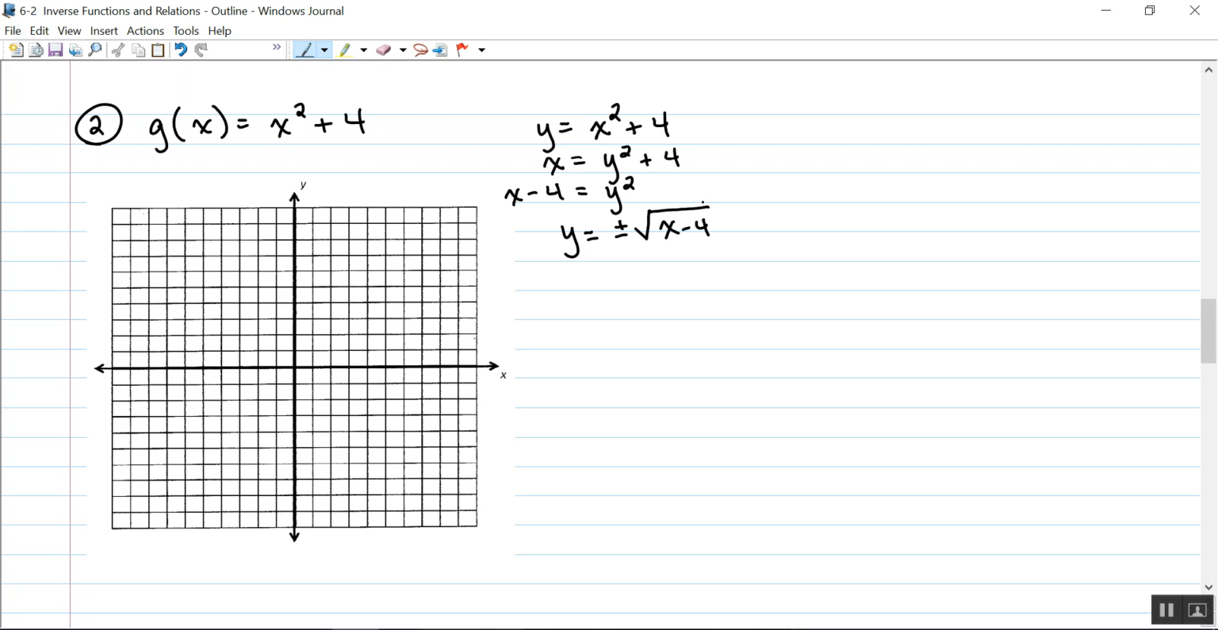Now, actually, I am not going to write that in inverse notation, because this function right here, g of x, is a parabola that's been translated up 4 units. So it's going to look like this.